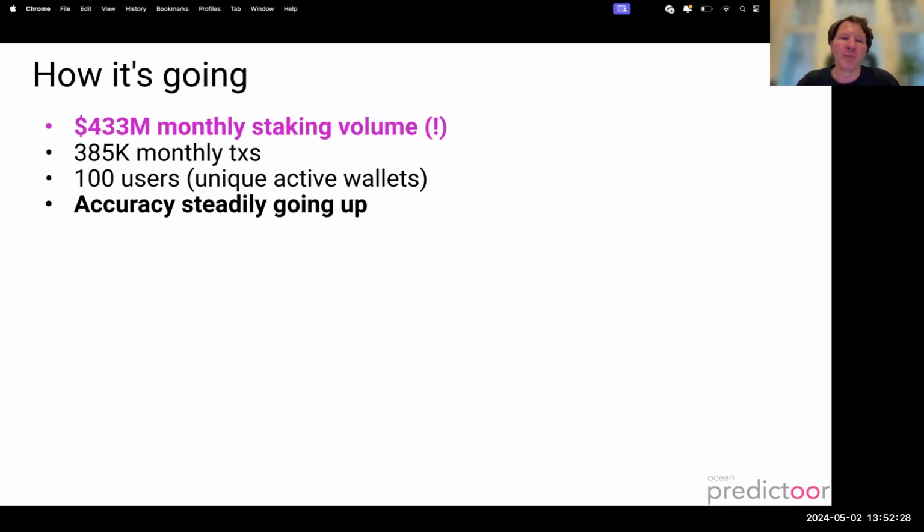How's it going? We launched 6 months ago. We already have $433 million in monthly staking volume. So this thing blew up. We're very happy about that. It was actually a lot higher than we thought, but of course, it's pretty cool numbers.